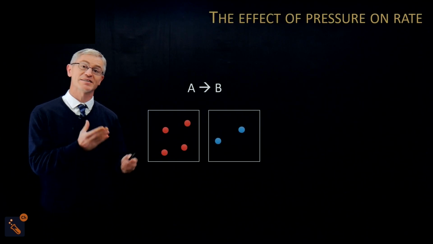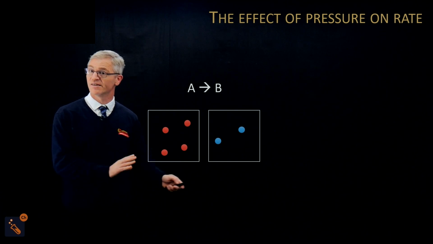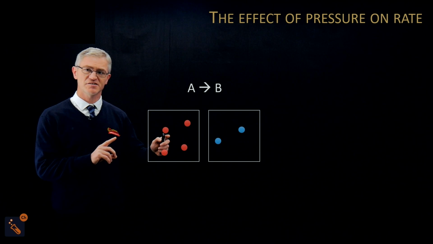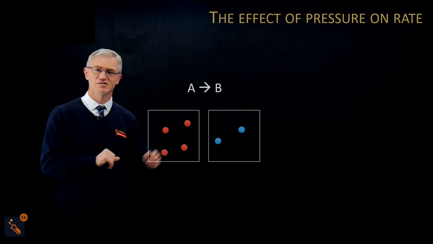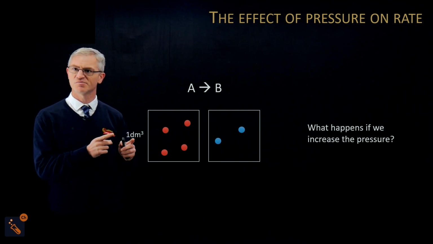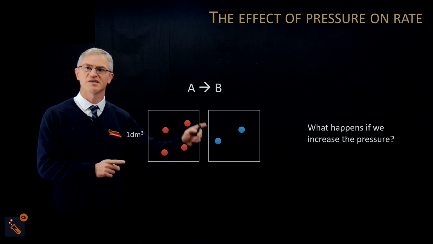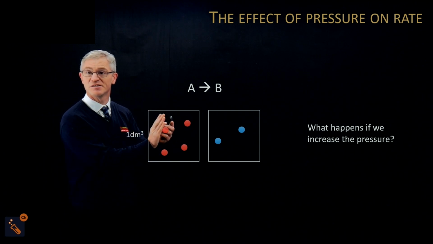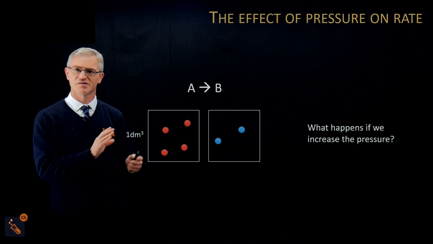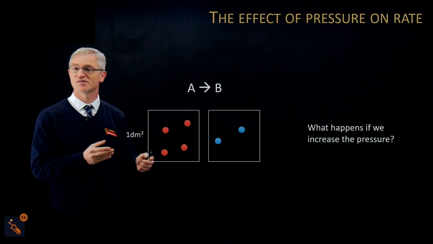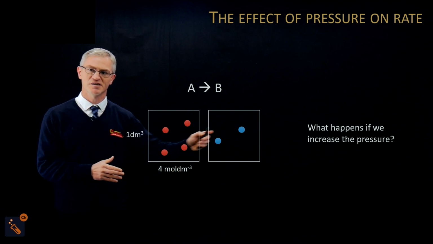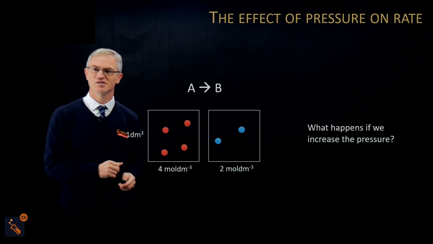So now we're moving on to the effect of pressure on the rate and therefore the rate constant. If we look here, we've got our reactants, which have 4 particles here and then 2 particles there. What happens if we increase this pressure? First of all, we need to look at the size of the container. The size of the container is 1 decimeter cubed. Obviously they're in the same container, but we split them up just to make it more obvious. If we take each of these particles and assume they're a mole, we can say 4 moles in 1 decimeter, and 2 moles in 1 decimeter.